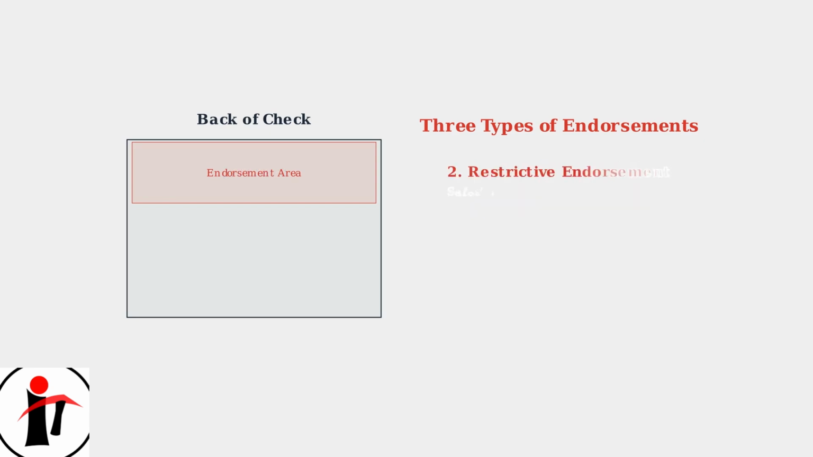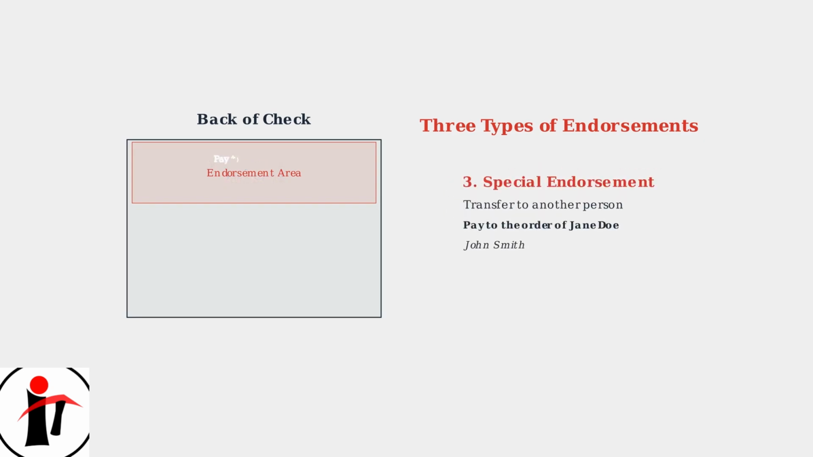A restrictive endorsement adds "for deposit only" above your signature. This is the safest option as it prevents anyone else from cashing the check. A special endorsement allows you to transfer the check to another person. Write "pay to the order of," followed by their name, then sign below.